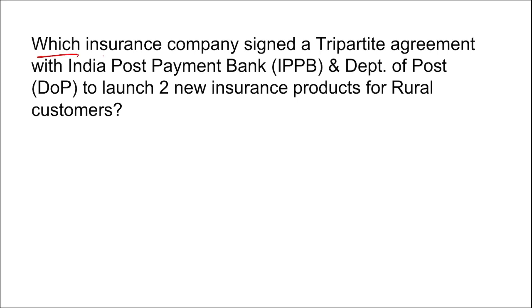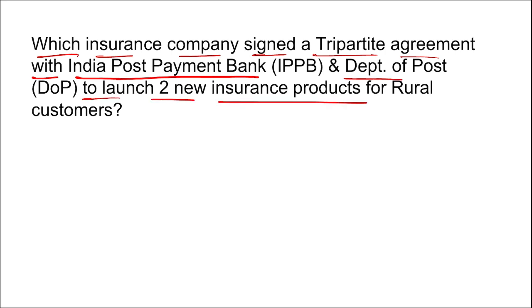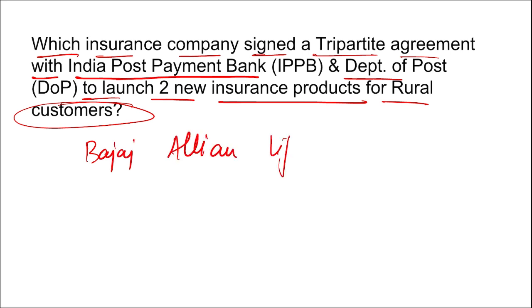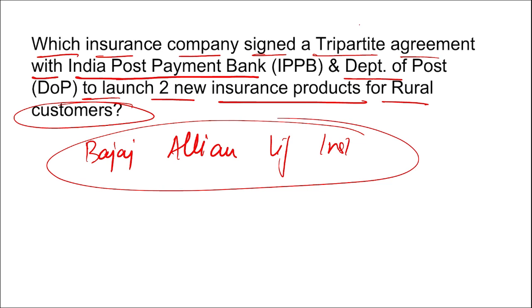Next question. Which insurance company signed a tripartite agreement with India Post Payments Bank and Department of Posts to launch two new insurance products for rural customers? So you have to name the insurance company. It is your Bajaj Allianz Life Insurance Company that signed a tripartite agreement with India Post Payments Bank, that is your IPPB, and Department of Posts to launch two new insurance products for rural customers.